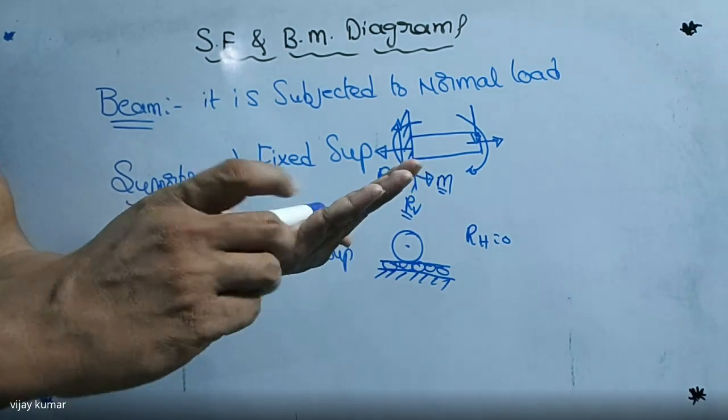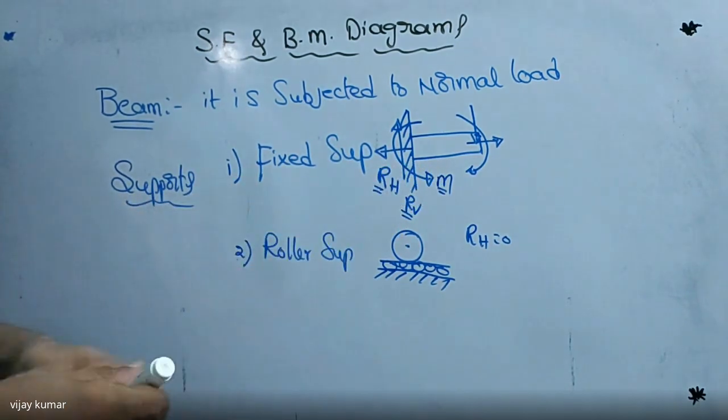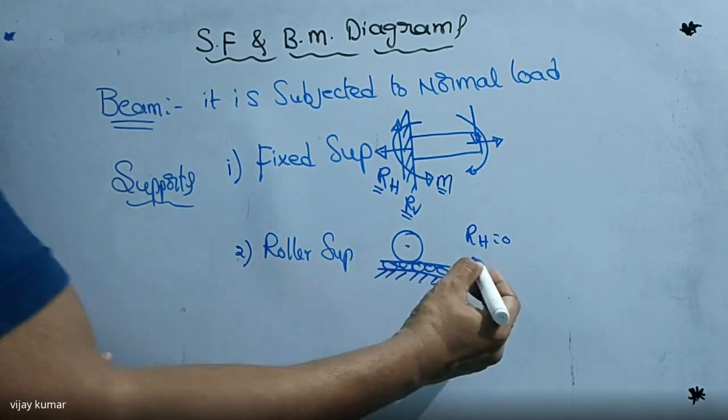At the same time, I can rotate like this. I can rotate like this. Is it right or not? I can rotate like this. So there is no moment reaction. So the moment reaction is 0.